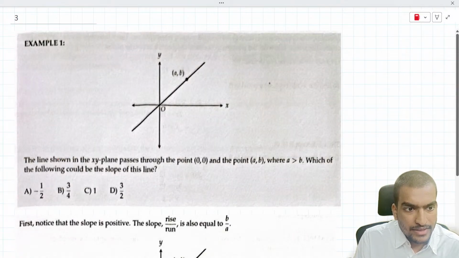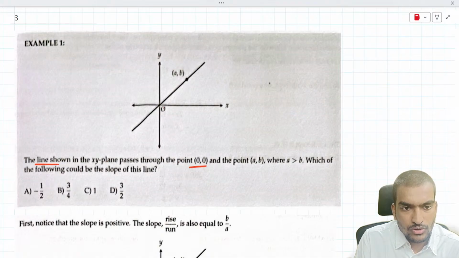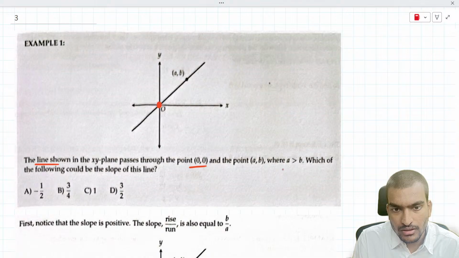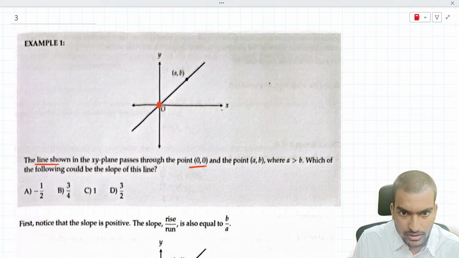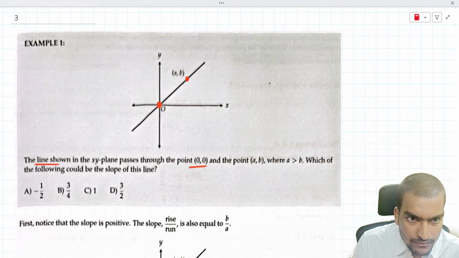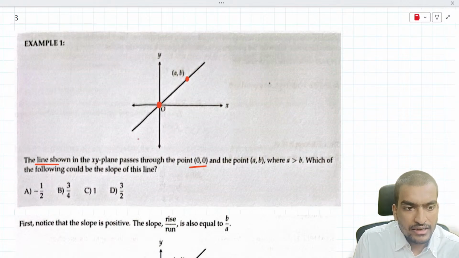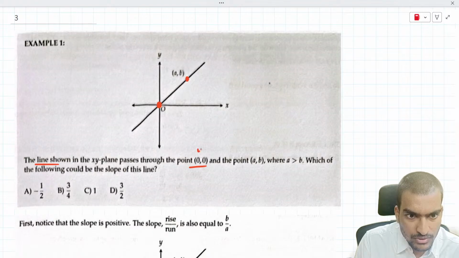Now, the line shown in the xy plane passes through the point (0, 0). Yes, it is passing through (0, 0). And the point (a, b), where a is greater than b. Which of the following could be the slope of this line? First of all, we have this one. What is the slope of this? We have 2 points. Obviously, one is the origin (0, 0) and the other one is this.